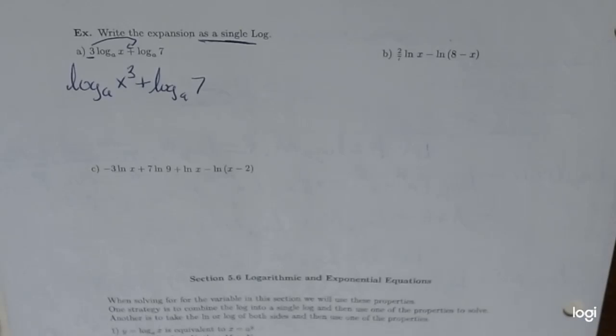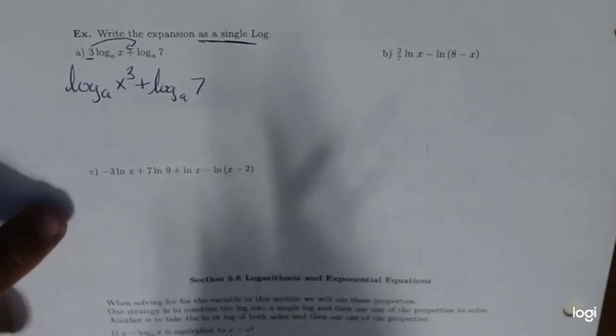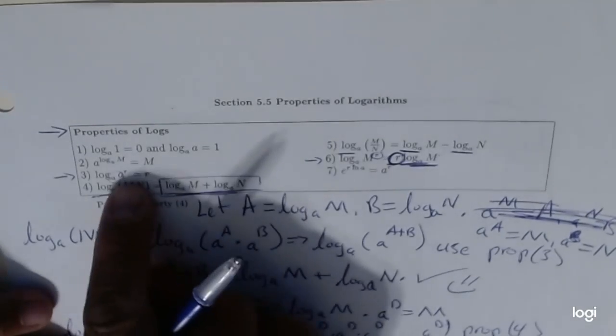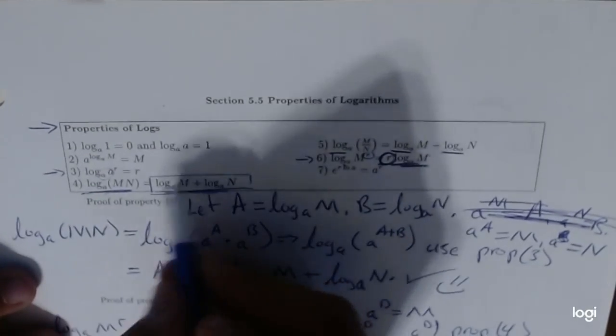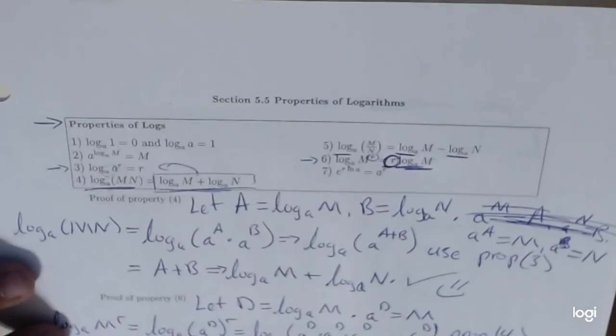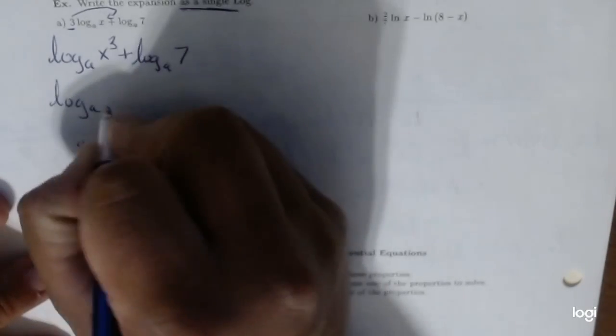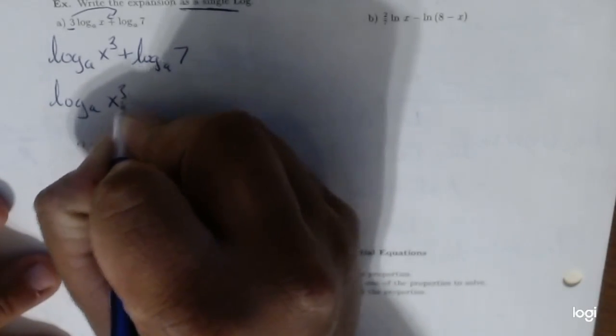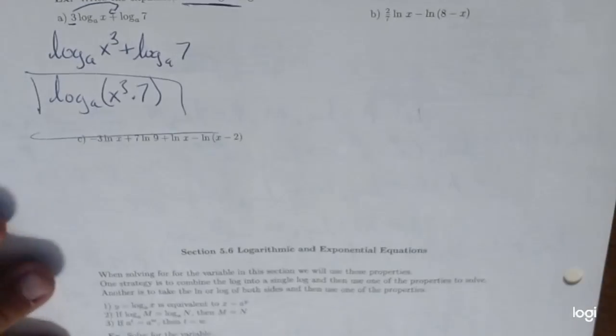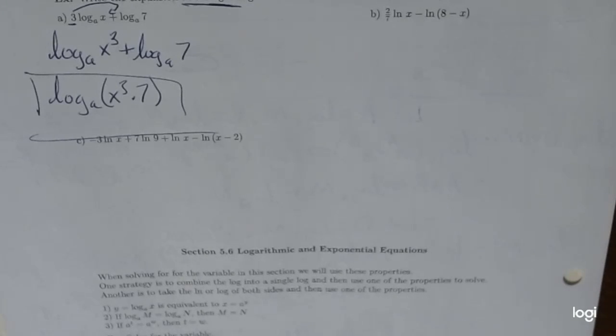Okay. So now, again, because we have addition, addition corresponds to multiplication. Right now we're going in the opposite order. I give you this, we want to go backwards. So because it's adding, I now multiply them together. Because of addition, it'd be log base a of x to the 3rd times 7. And you can just leave it like that in parentheses. And that's in a single log itself.